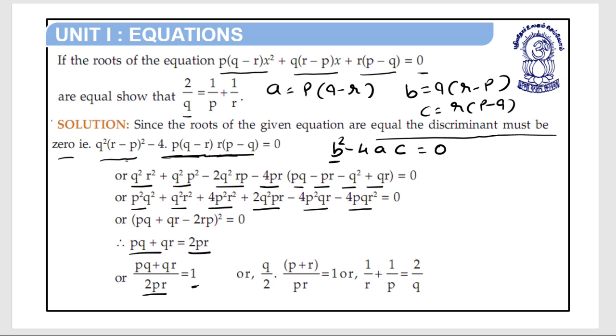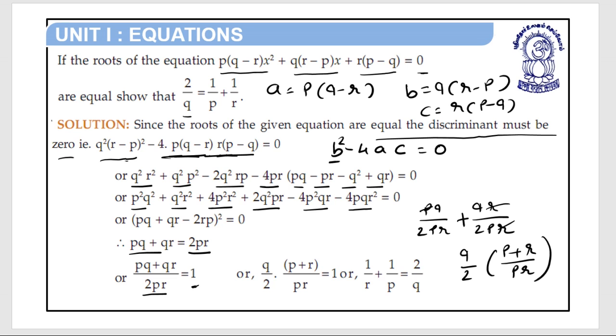Now pq plus qr divided by 2pr is equal to 1. So pq by 2pr plus qr by 2pr. R cancels, here p cancels. Q by 2, common, (p plus r) upon pr is equal to 1. So 1 upon r plus 1 upon p is equal to 2 upon q.